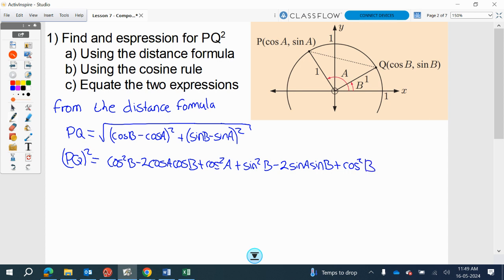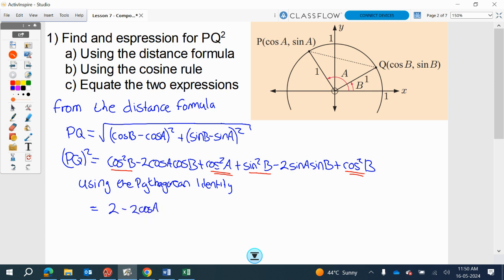I can take this cosine squared of B and this sine squared of B and use the Pythagorean identity. I can take this one and this one. So, using the Pythagorean identity, I get 2 minus 2 cos A cos B minus 2 sine A sine B.